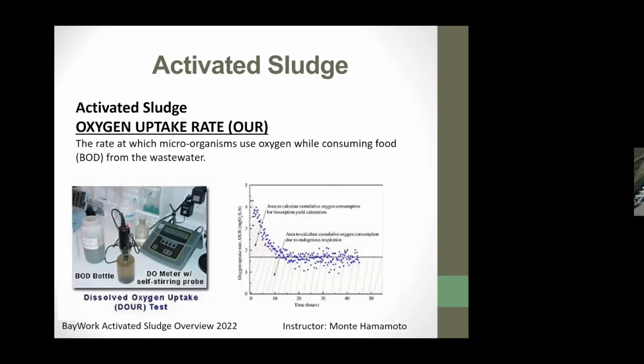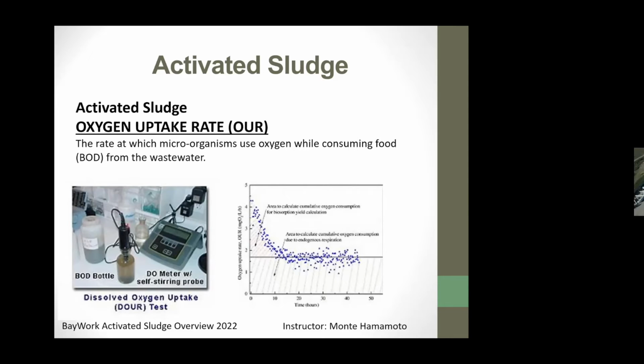And there's a test that we run. Some treatment plants don't. We do like to, because it's an indicator, and it's doing an oxygen uptake rate. And the operators actually do this once a week. And it's the rate at which a microorganism uses oxygen while consuming BOD from the wastewater.